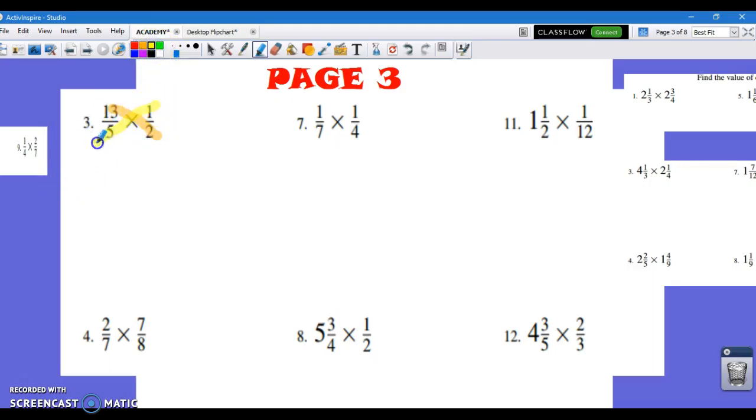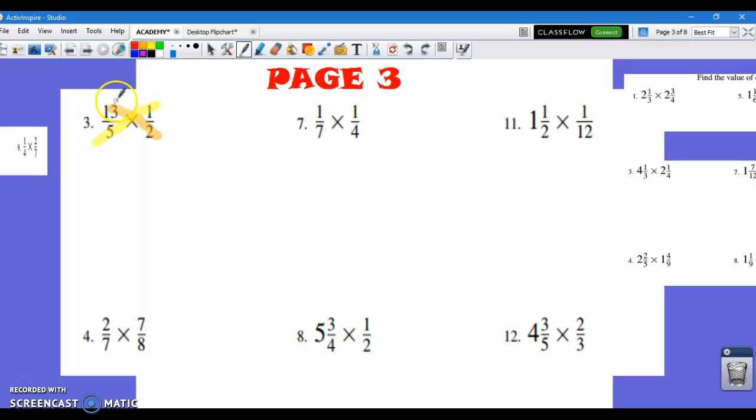First thing I like to do is highlight diagonally to see if there's anything that I can reduce. So I'm going to look at the yellow line. Remember, if you have a 1 with any number, that's not going to reduce. 1 and any number is not going to reduce. It's already as low as it possibly can be. So now I need to figure out if 13 and 2 can reduce.